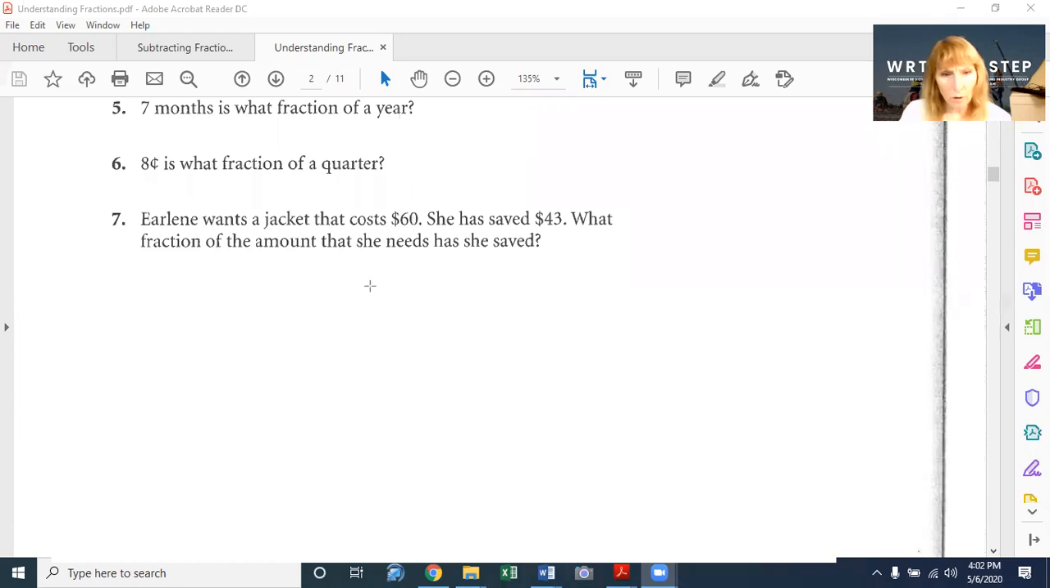So let's first draw a line here. So we have a fraction. Then she has a jacket that costs $60. That's how much it costs in total. That's your whole. That's your denominator. She had saved $43. What fraction of the amount that she needs has she saved? So she has saved 43/60 of the amount. Okay.